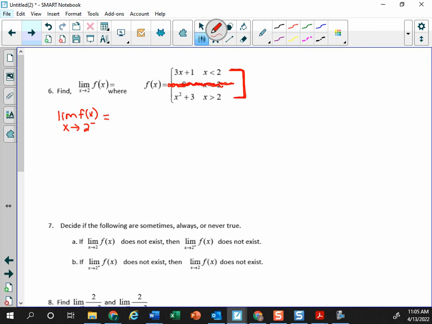So what I'm doing is just plugging a 2 in. So what do I get? 7. So that's the left-hand limit.